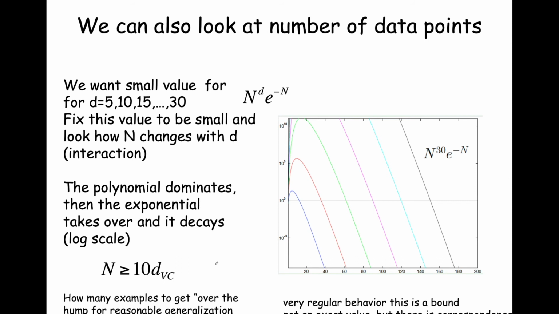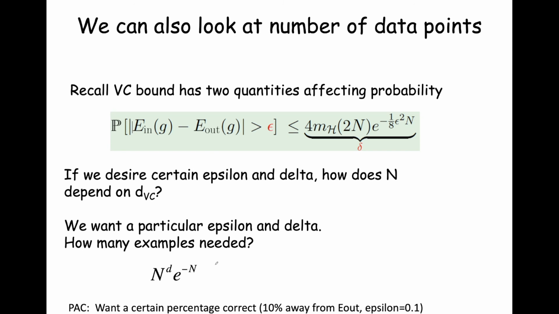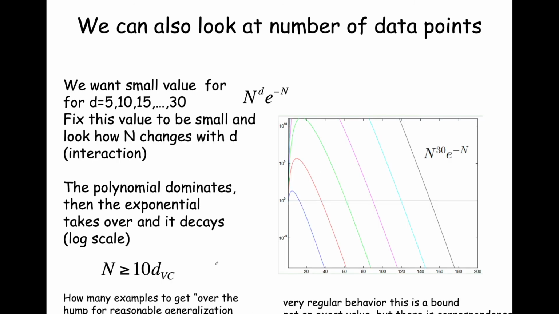So in this plot, you want to have a small value for d, our dimensionality, and we're going to fix this value. We want it to be small, and we see how n, the data set size, changes with this interaction. The polynomial in the data set size n, where d is the degree or the VC dimension, will dominate in the beginning. The polynomial is going to dominate, and then eventually the decaying exponential takes over, and it goes down to 0, or a very small quantity, when learning is feasible, meaning that the probability that Ein tracks with Eout is going to diverge very, very rarely.